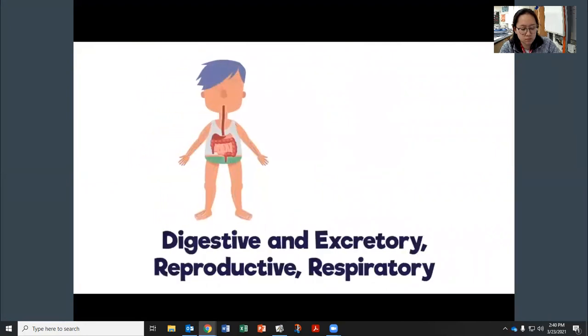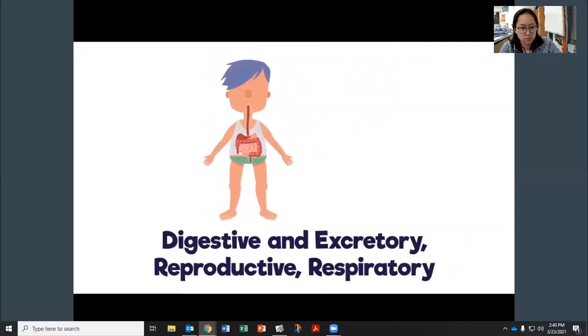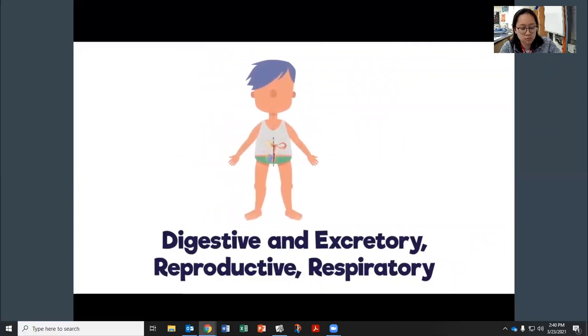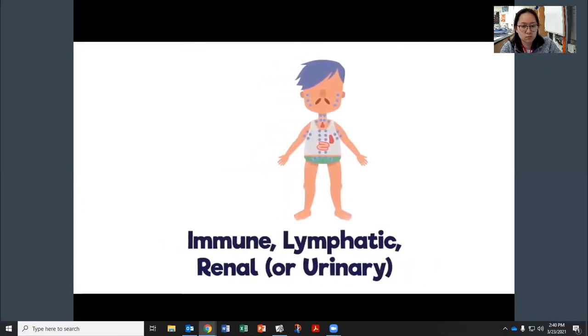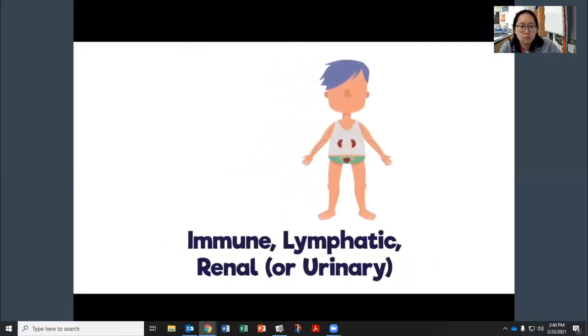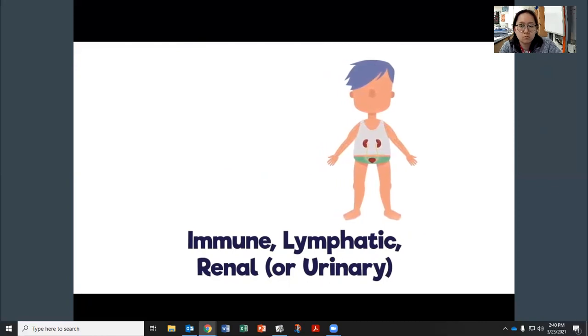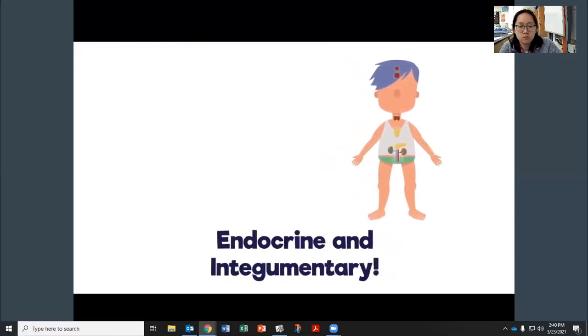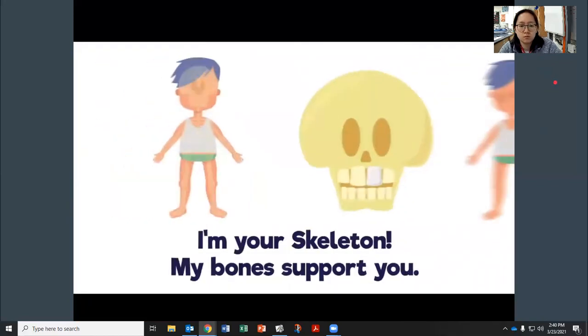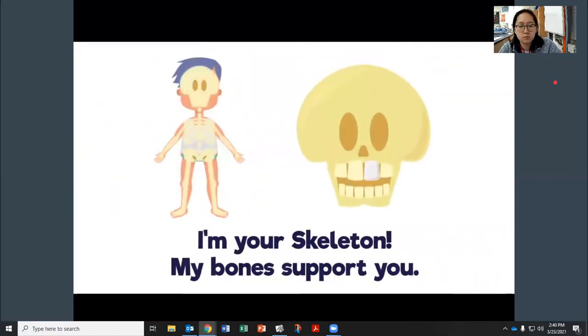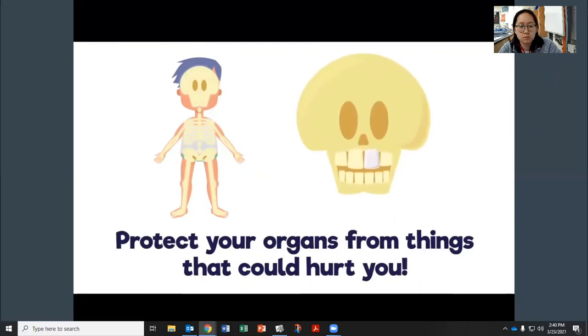Skeletal, muscular, circulatory, nervous, digestive and excretory, reproductive, respiratory, immune, lymphatic, renal or urinary, endocrine and integumentary. I'm your skeleton. My bones support you and protect your organs from things that could hurt you.